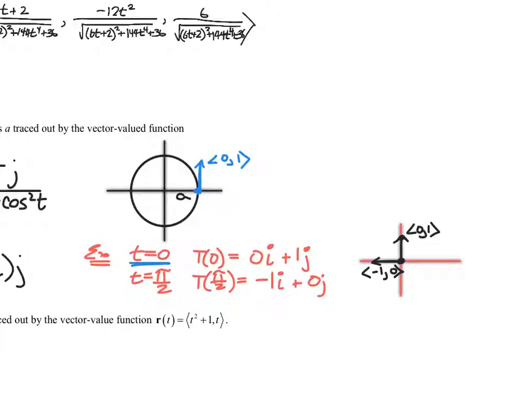At pi over 2, let me just make it purple. Pi over 2 is here. That's going to be going off in the negative 1, 0 direction, so we're looking at something like this.